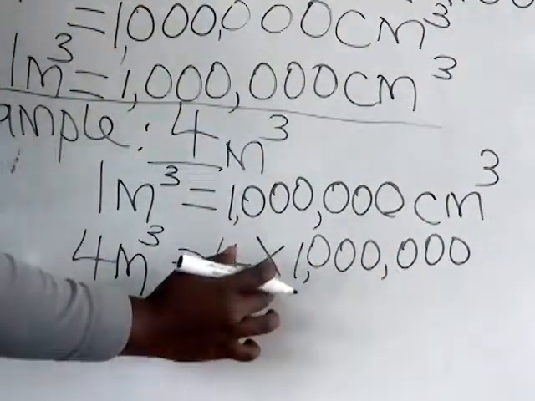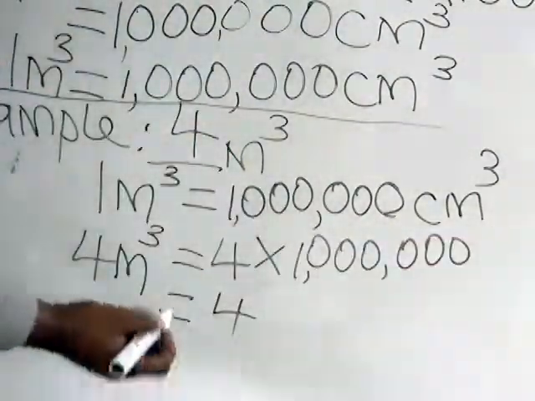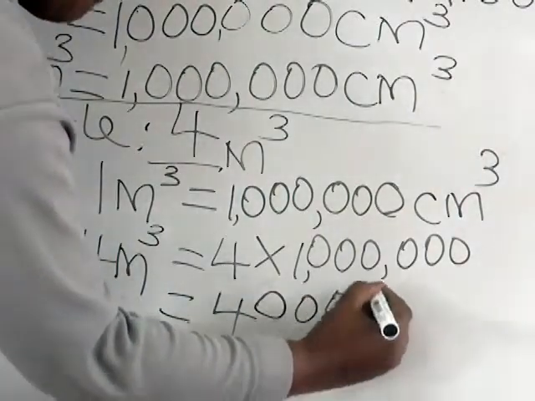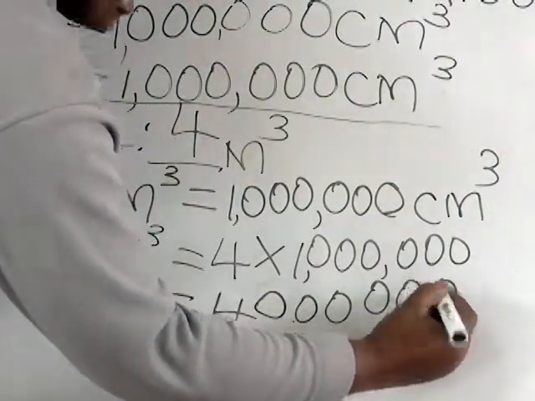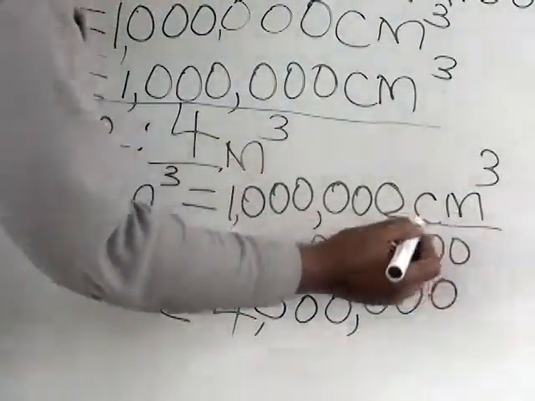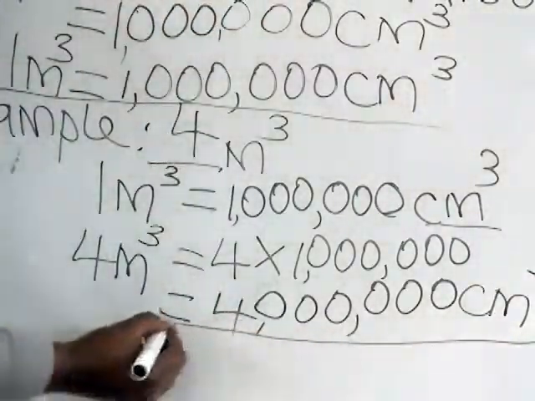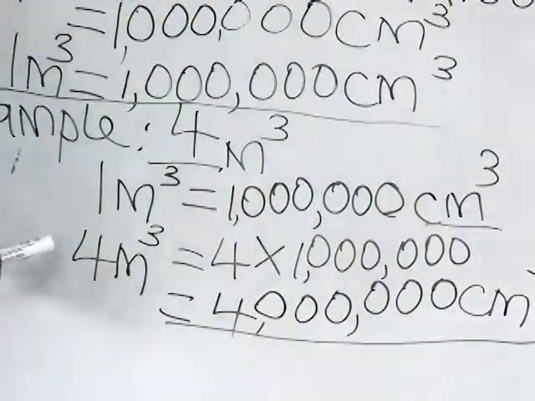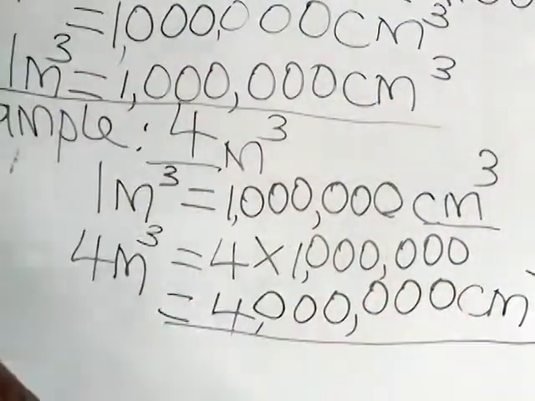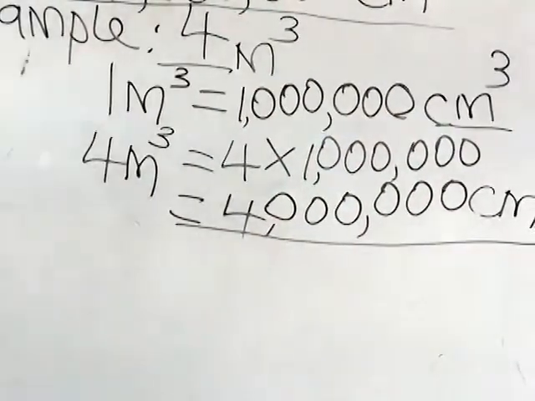So 4 times 1 gives us 4. Then we add our 6 zeros: 1, 2, 3, 4, 5, and 6. Your commas again, and you are changing into centimeters cubed. So remember to write your unit. So 4 meters cubed changed into centimeters cubed, the answer is 4 million centimeters cubed.